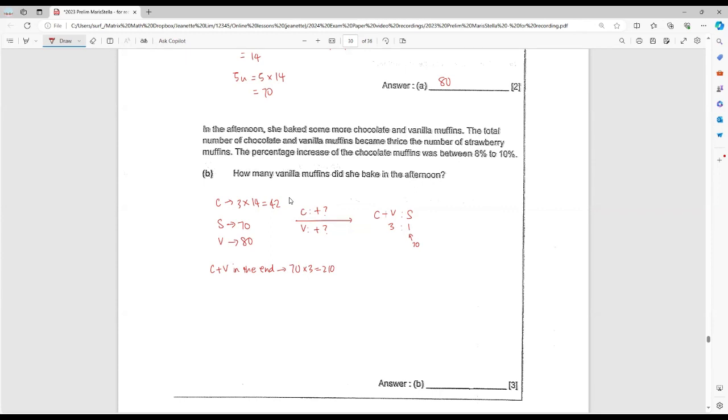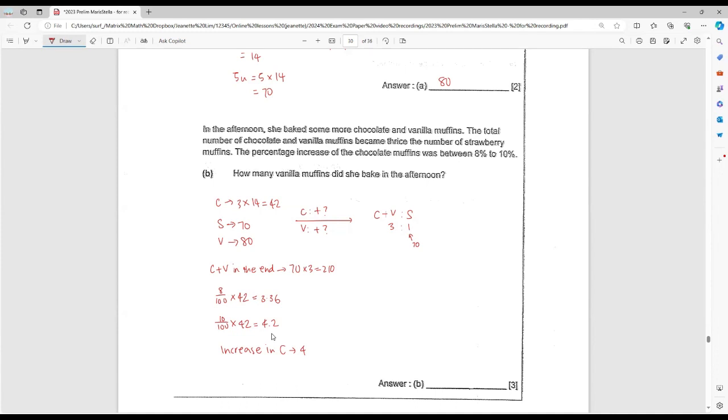So 8% is 8 over 100 times 42, because chocolate at first is 42. So you can key the calculator. This should give us 3.36. And then if we find 10% of 42, this will give us 4.2. So the number of the increase in the muffins has to be a whole number, right? So the only whole number we have between 3.36 and 4.2 is 4. So the increase in chocolate muffins has to be 4.